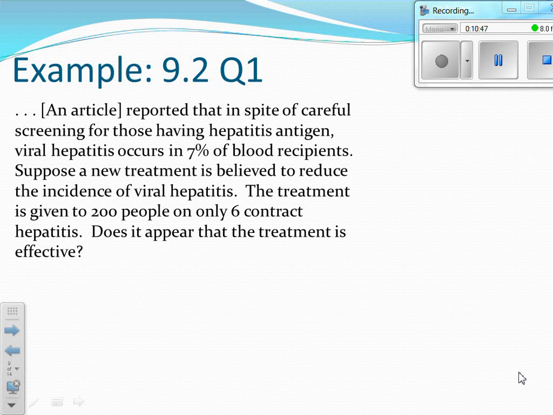So maybe we do get one more example, and this is an example off of our worksheet from today. So this article is reporting that hepatitis occurs in 7% of blood recipients, right? So in 7% of all blood recipients. That is talking about the whole population, right? So our population here would be blood recipients, so people that receive blood. This 7%, that's the P, right?